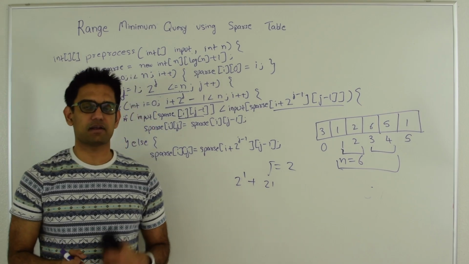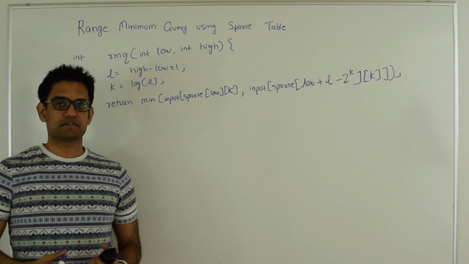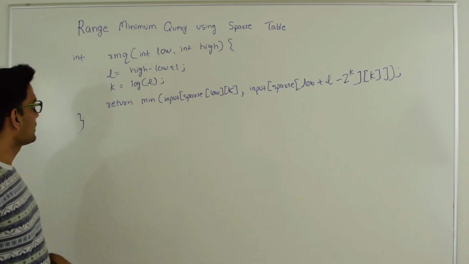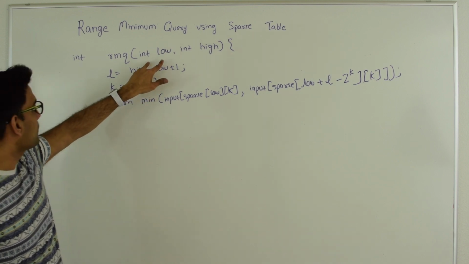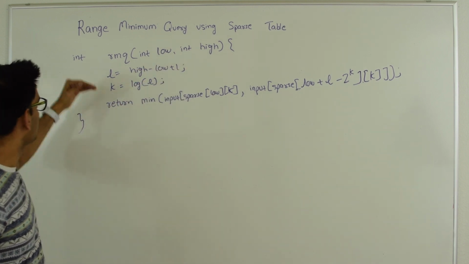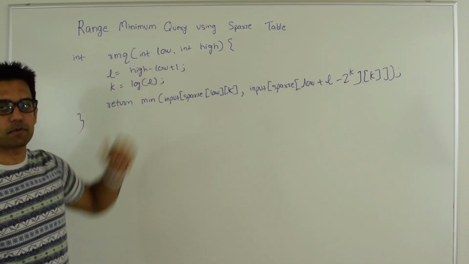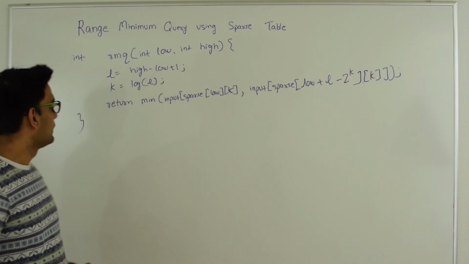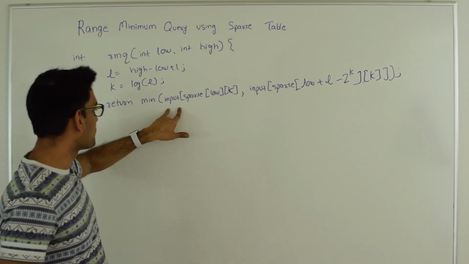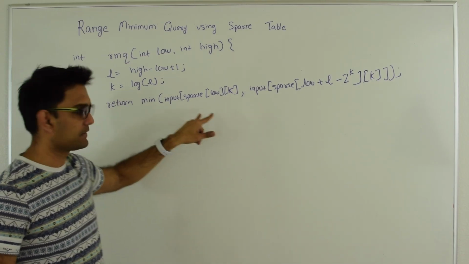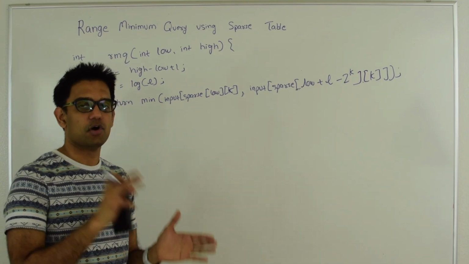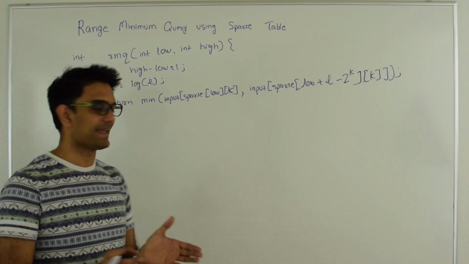Next let's look at how we do the query. As we discussed before, finding range minimum query is an O of 1 operation. So we're looking for the minimum from low till high. First, L is high minus low plus 1, so the number of elements there, and then K is log of L. Then we're looking for the minimum of input of, since we are storing the index there, input of sparse of low, K. So starting from low, what is the minimum of the next 2 raised to K elements?